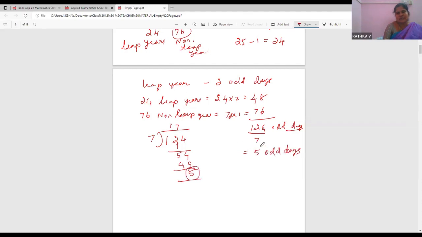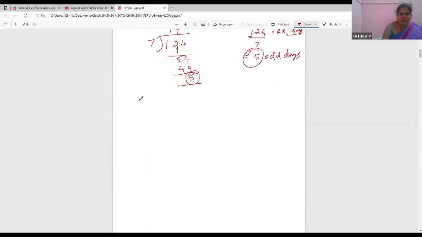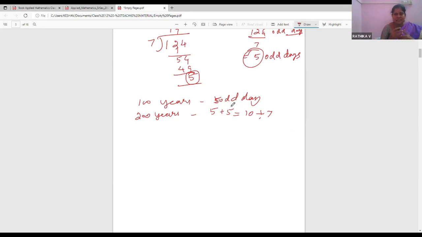So we can come to the conclusion that every 100 years, 5 odd days are left. Suppose for 100 years there are 5 odd days, then for 200 years, how many odd days will there be? In 200 years, 5 plus 5 is 10. When it is more than 7, you divide by 7 and subtract the complete week, and see whatever days are left out. So you have 3 here.